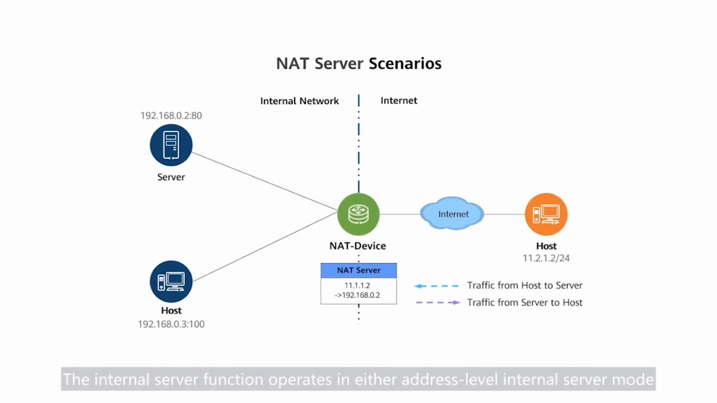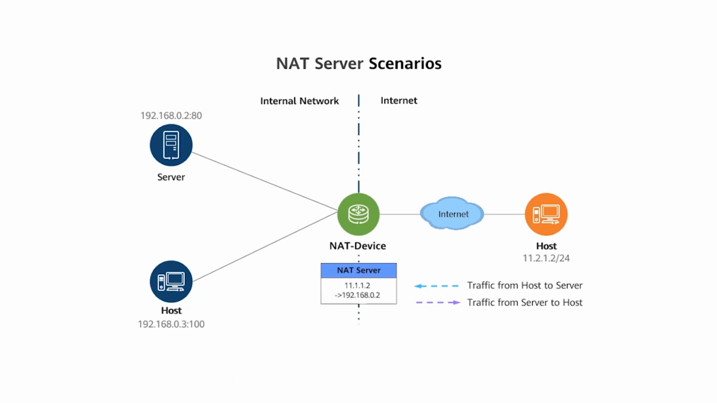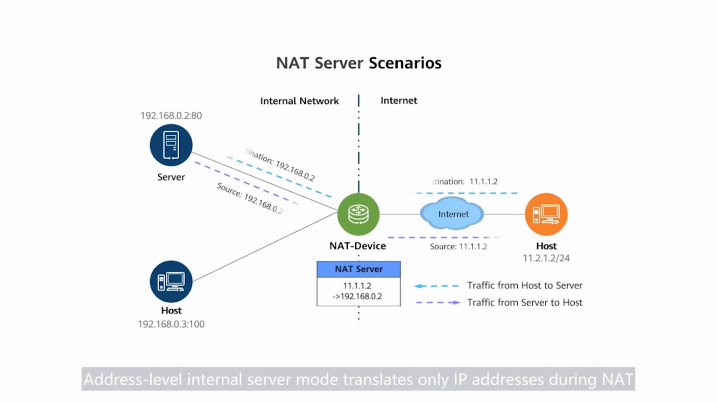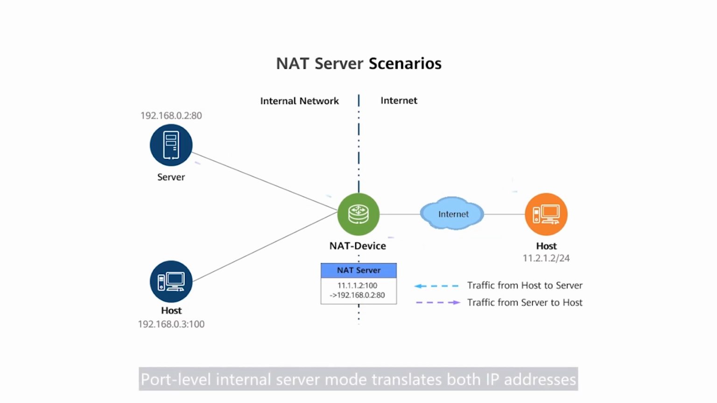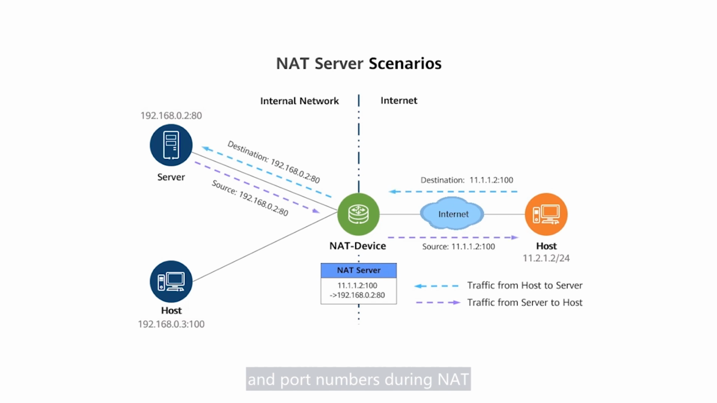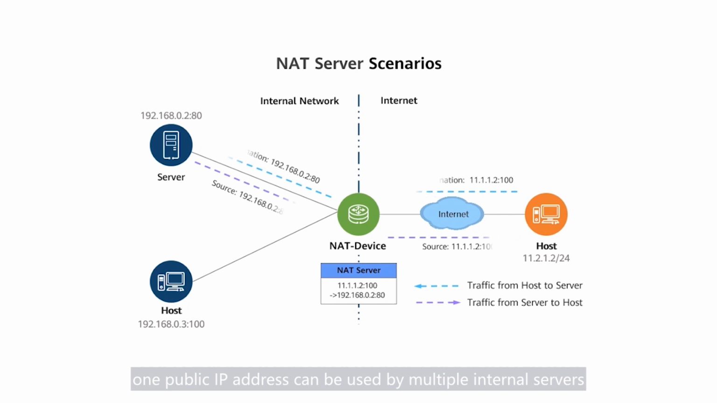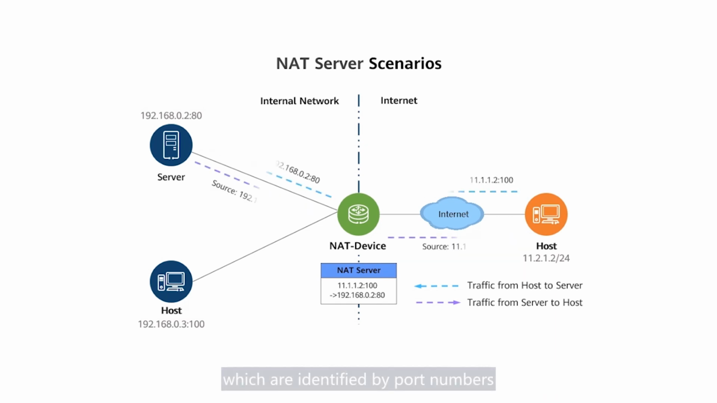The internal server function operates in either address-level internal server mode or port-level internal server mode, depending on whether port numbers are translated. Address-level internal server mode translates only IP addresses during NAT. In this mode, one public IP address is used by only one internal server. Port-level internal server mode translates both IP addresses and port numbers during NAT. In this mode, one public IP address can be used by multiple internal servers, which are identified by port numbers. In this example, the port-level internal server mode is used.